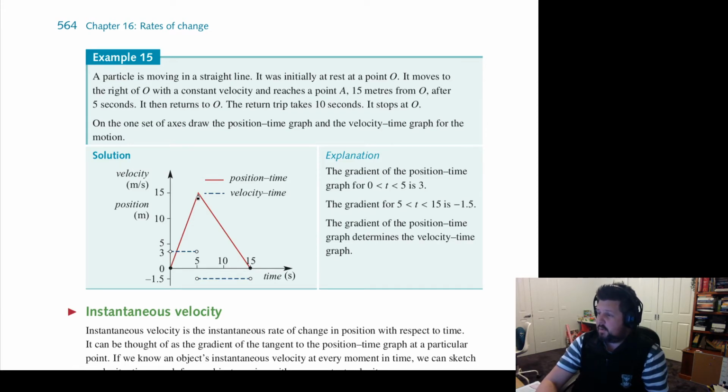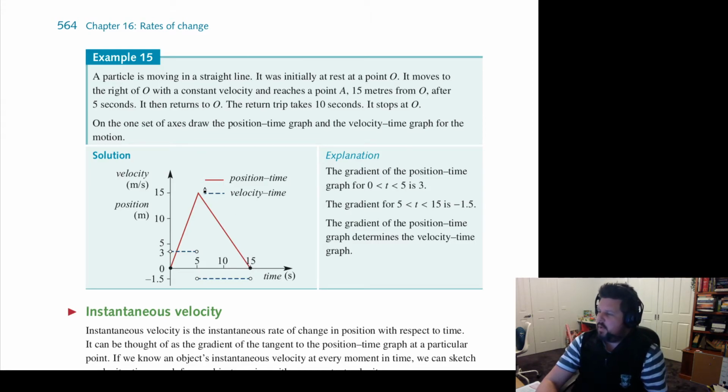Next, it returns back to the origin from this point. It's going to take 10 seconds. So from the 5 second mark where we're at, another 10 seconds is going to be 15 seconds, and it's returning back to the origin here, which is at 0 meters away. Yep. So we've drawn there that particular position time graph.